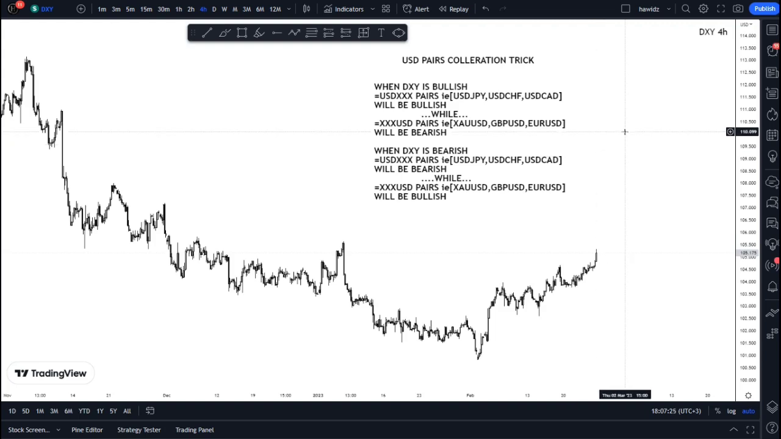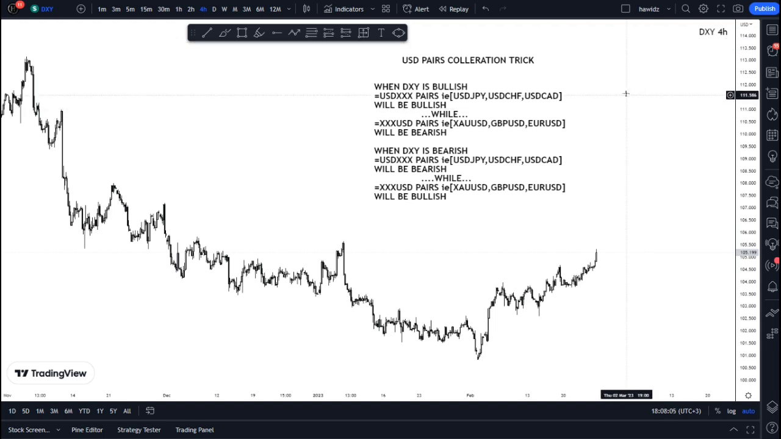To the channel, and in this video I'll be teaching you this USD pairs correlation trick. Most people have been scared of USD pairs because of news and liquidity, but the main reason is that they don't understand how these pairs move. This trick can help you learn and understand the movement of USD pairs, so you can position yourself within the correct trend in the market.